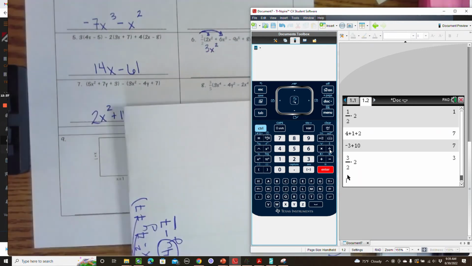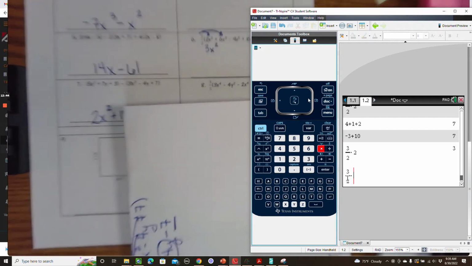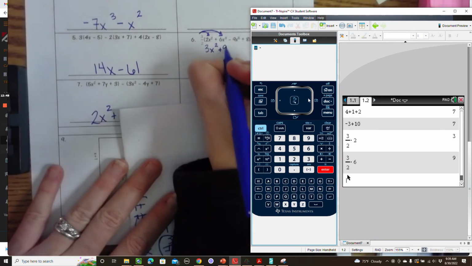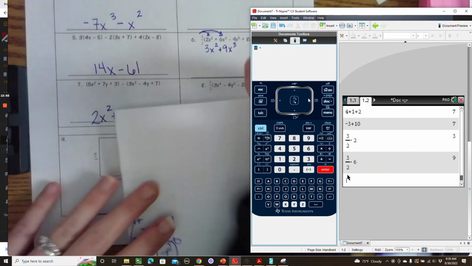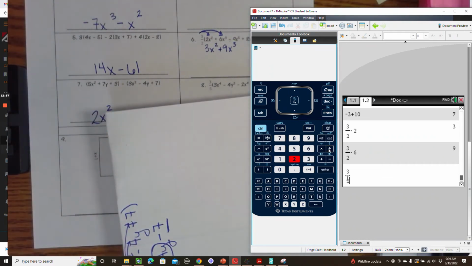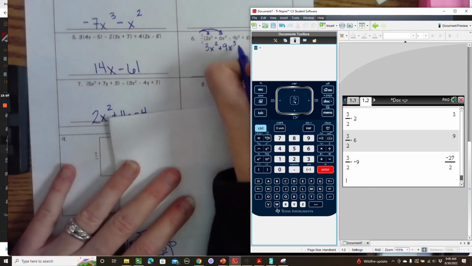3/2 times 6. So I do it again. Control division, 3/2. Make sure you right arrow key to get out of the fraction before you hit multiplication. Times 6 is a 9. So plus 9x cubed. And you just keep going down the line. This is a -9. So 3/2 times a -9 is -27/2. Okay. Leave it like that. -27/2 x to the 5th.